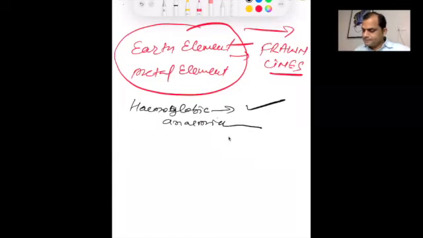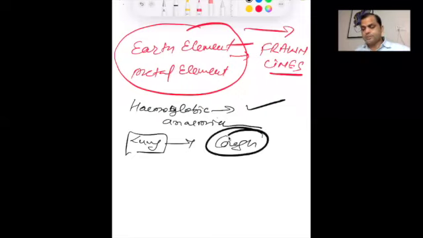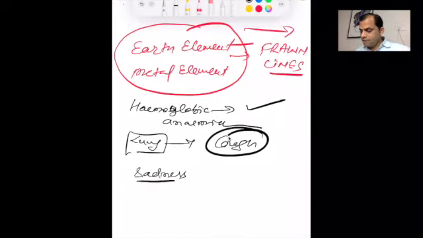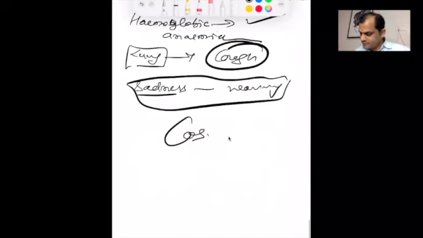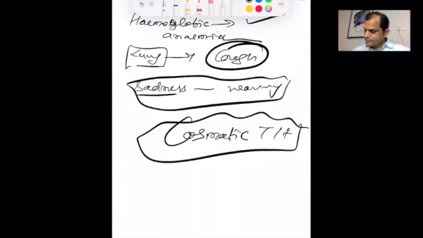And even the lungs will become normal, so the problem of cough and cold will also be rectified. And emotionally, we can make her free from sadness and worry. Why do just this cosmetic treatment? So enough for today.